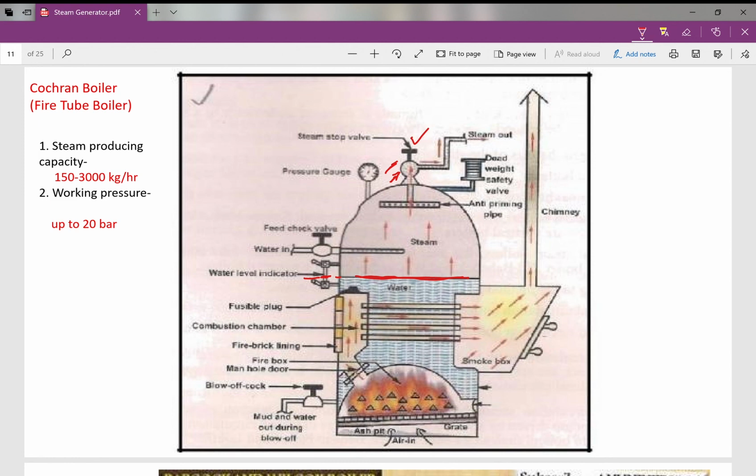The third device is the fusible plug. This fusible plug should always be immersed in water. You see the water level is here, and the plug is located just below this water level. It means, suppose by virtue of any means this level of water goes down.